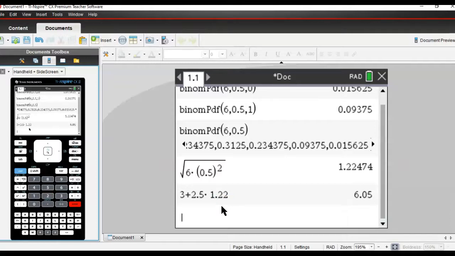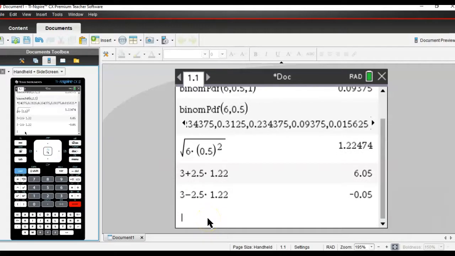And while I've got this screen, I'm going to go back and recalculate this at the low end, and then we'll discuss what the numbers mean. So I want the same thing for the other direction, going 2.5 standard deviations below 3 this time instead of above, which is going to be negative 0.05.